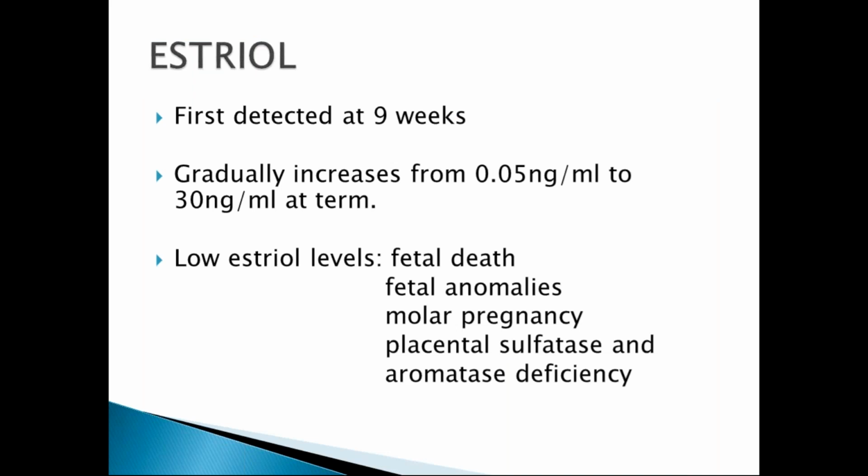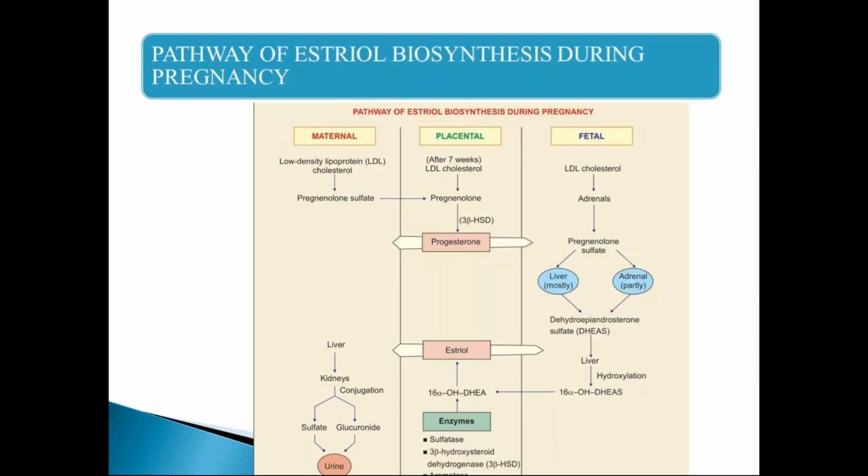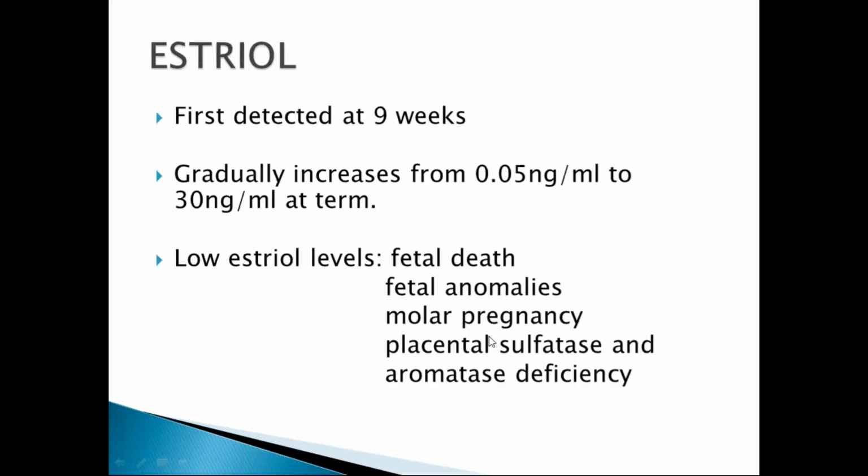Estriol is first detected at 9 weeks of gestation. It gradually increases from 0.05 nanograms per milliliter to 30 nanograms per milliliter by term. Low estriol levels usually indicate either fetal death, fetal anomalies like adrenal atrophy, anencephaly, and molar pregnancy, or placental sulfatase and aromatase deficiency. You can see in this picture that this enzyme deficiency also reduces the estriol levels. Therefore, low estriol levels are seen in placental sulfatase and aromatase deficiency.